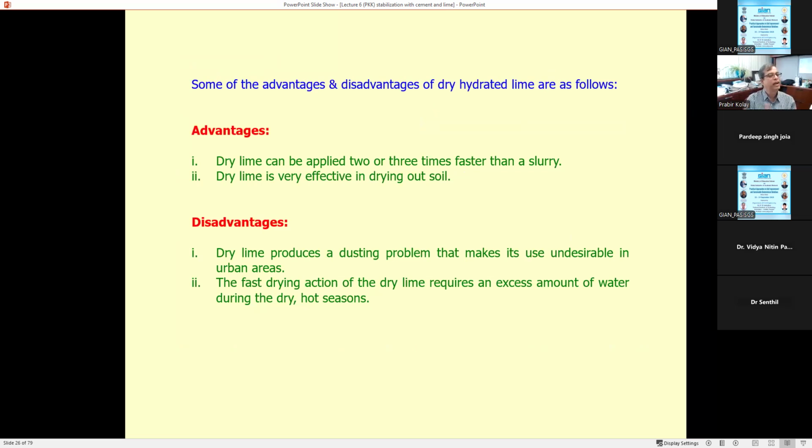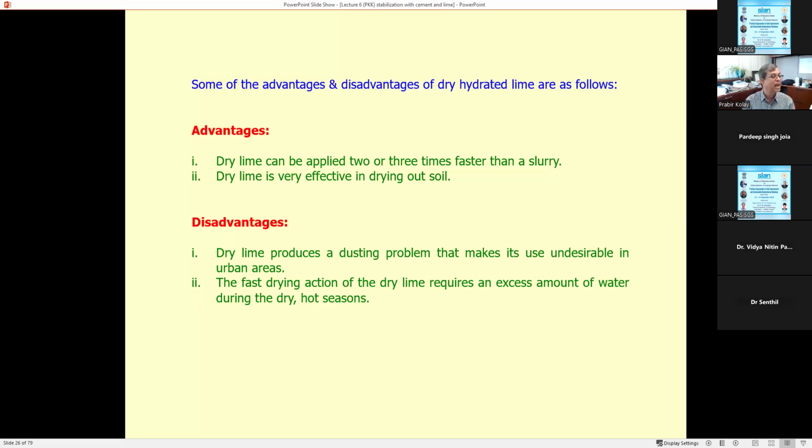Some of the advantages and disadvantages of dry hydrated lime. The advantage of dry lime is it can be applied 2 or 3 times faster than the slurry. This is very quick. Dry lime is also effective in drying out the soil, because it reacts and generates heat, and then it dries out the moisture easily.